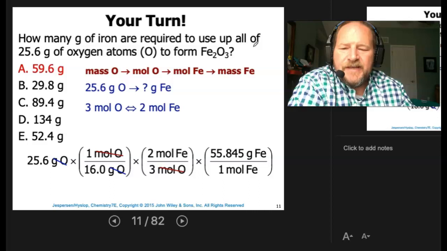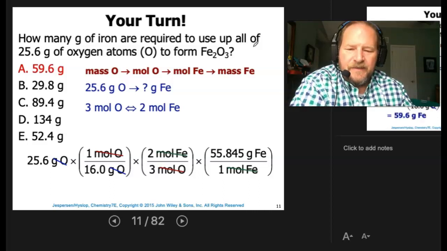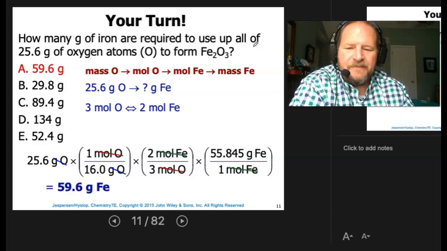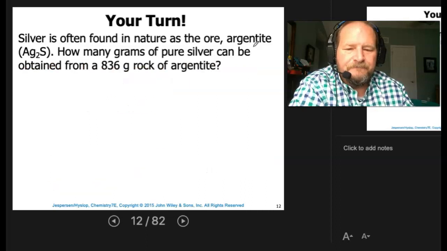Moles of oxygen will cancel out. We know that we're going to have 2 moles of iron for every 3 moles of O. And then again, moles of iron will cancel out by multiplying by the periodic table. And that's how we got the 59.6 grams.